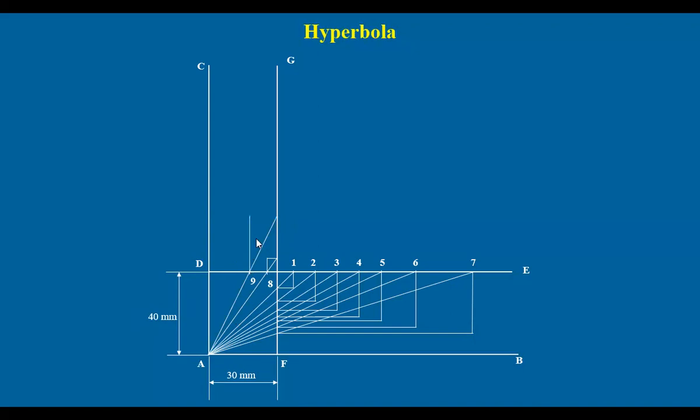Draw a vertical here, a horizontal here. You get another point. Likewise 10. Join A10, and extend this up to this line. Draw a vertical at 10, a horizontal here. Likewise, we get a number of points, 11. All these points are on the curve. Join all these points by a smooth freehand curve like this. We get an open curve called hyperbola.